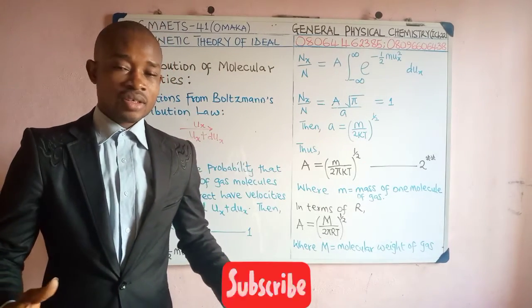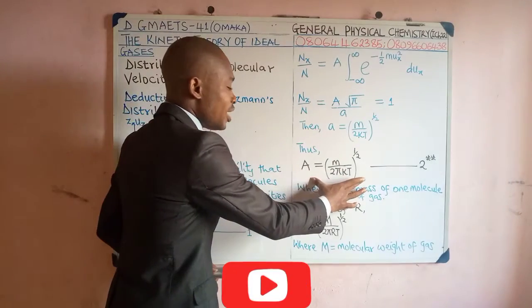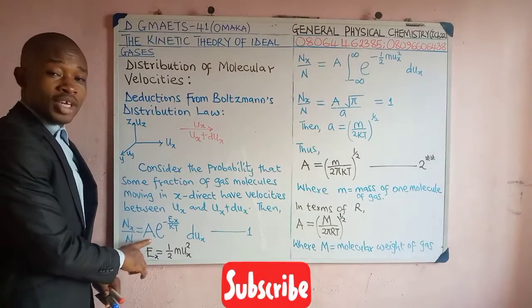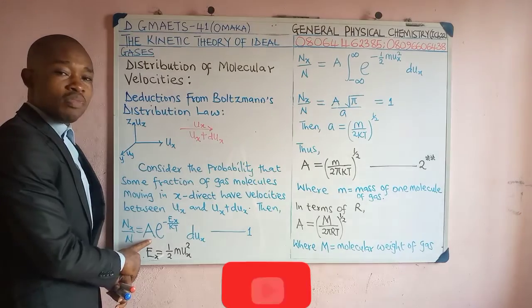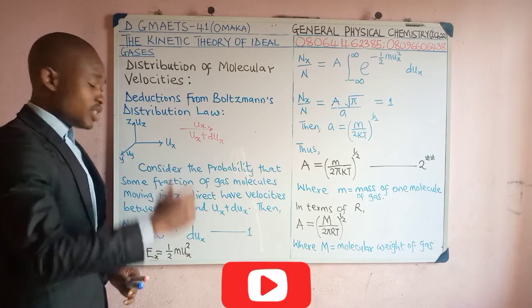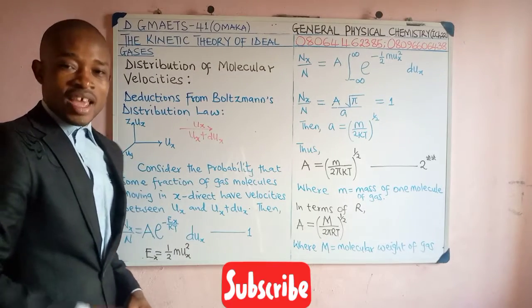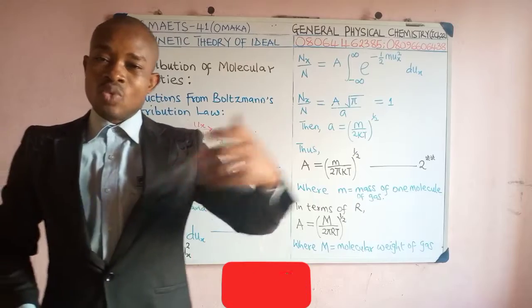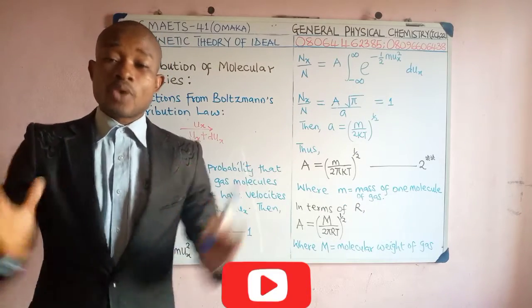Is that okay? In the next video, we are going to apply this knowledge. Having obtained the value of this pre-exponential factor, we are going to substitute it here to get the probability that some fraction of gas molecules moving in the x direction will have a velocity value between ux and ux plus dux. After which we'll also see that of their movement in the y direction, and that in the z direction, and get their probabilities.